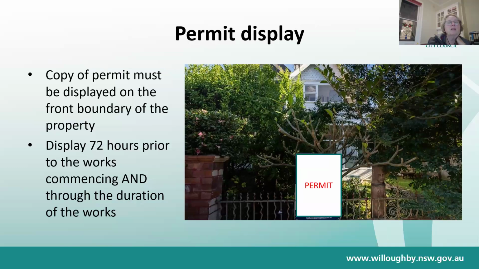So the permit, I think this is pretty self-explanatory. Display it 72 hours prior to the work commencing and keep it there. This is just to let your neighbours know that if there's any tree work in progress, you have permission to carry this out. It saves a whole lot of problems for council and for the homeowner.